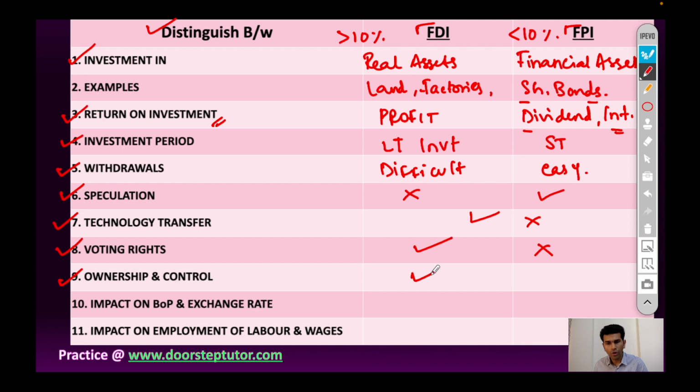Ownership and control. There is ownership and control in the business in case of FDI, but there is no ownership and no controlling power in FPI. Impact on balance of payment and exchange rate. FDI has no impact on balance of payment and exchange rate because in case of foreign direct investment, the foreign company is considered a domestic company only. But in case of FPI, there is direct impact on exchange rate and the balance of payment. Impact on employment of labor and wages. FDI creates employment opportunity, therefore it has impact on employment, but FPI does not bring employment opportunity, therefore it has no impact on employment of labor and wages.